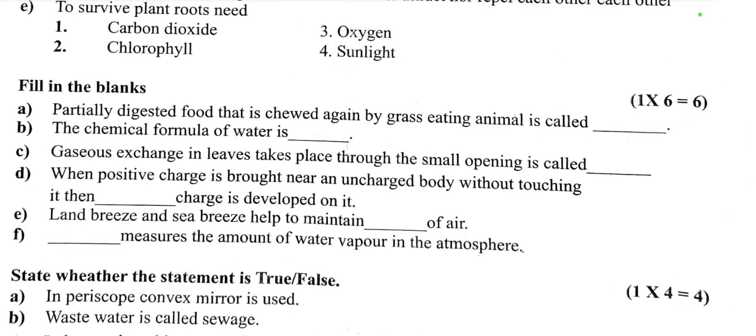This is quite easy, but still few people have done it wrongly. Let's do it. Partially digested food that is chewed again by a grass-eating animal is cud. Many of you have written ruminant or rumination. The chemical formula of water is H2O.